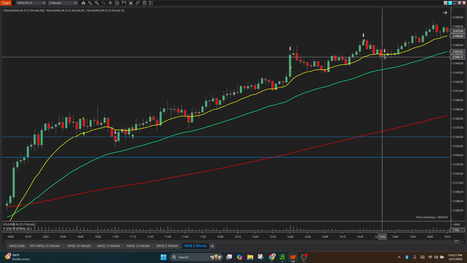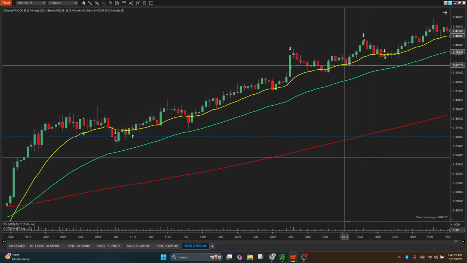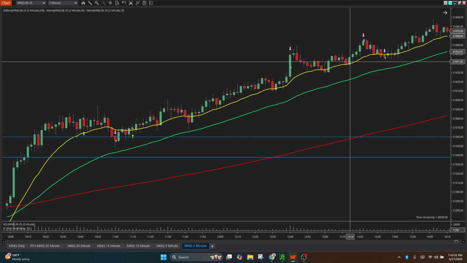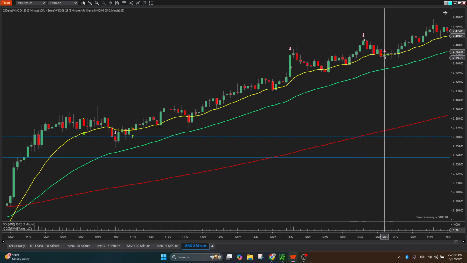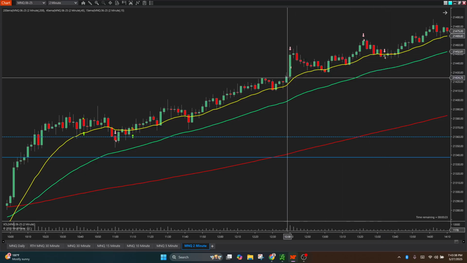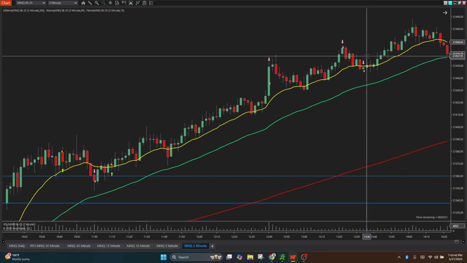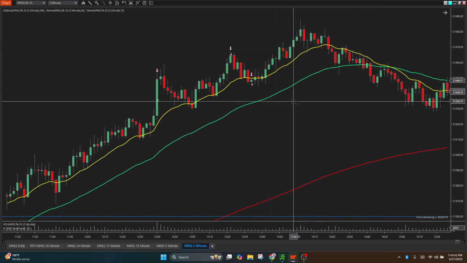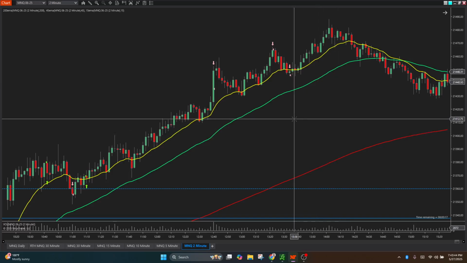I kind of trailed it a little tighter than I maybe could have. I kept it below this low here instead of just below the 15. So I got trailed out here, kept it a little tight, but I was happy with where I was at on the day. Then we made another move up. I missed out on a little bit, but that's okay.